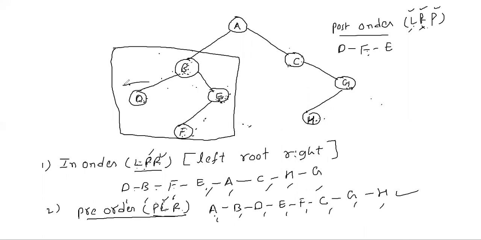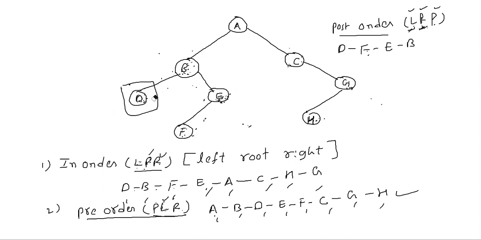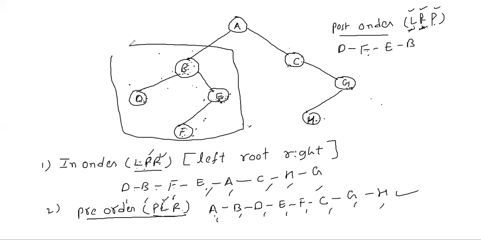Listen to this one. Left completed. Next right completed. Next what is it? Left, right, next parent. For these two, what is the parent? B, right, B. Now total, what happened here? Total left completed. What is the formula? LRP. Left completed. Now go for the right side.